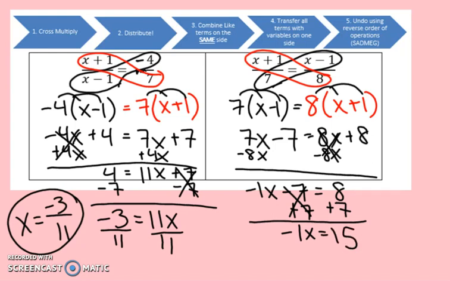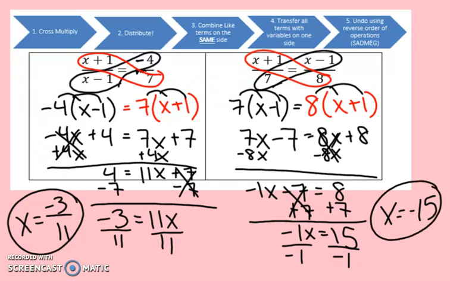Now, please don't stop here. Negative 1x, there's still a coefficient in front of that x. So we still need to make sure we're dividing both sides by negative 1. We don't want x to even have a negative sign in front of it. It needs to be 1x. So in this case, x is going to equal negative 15.